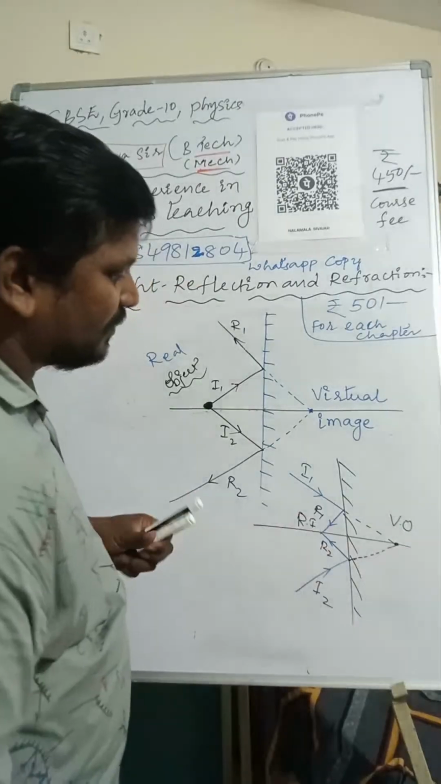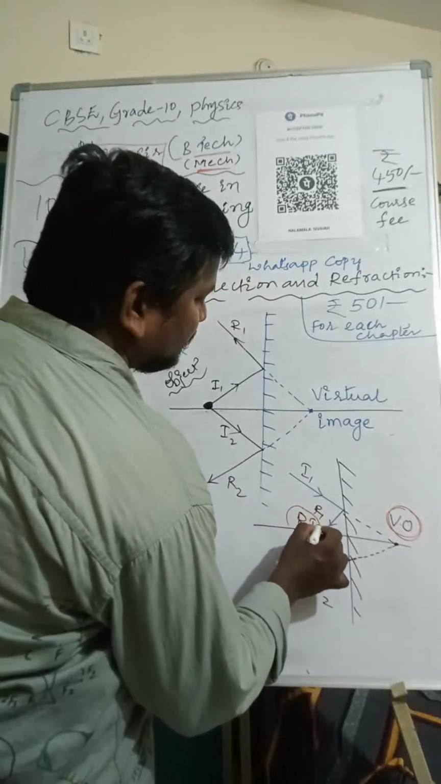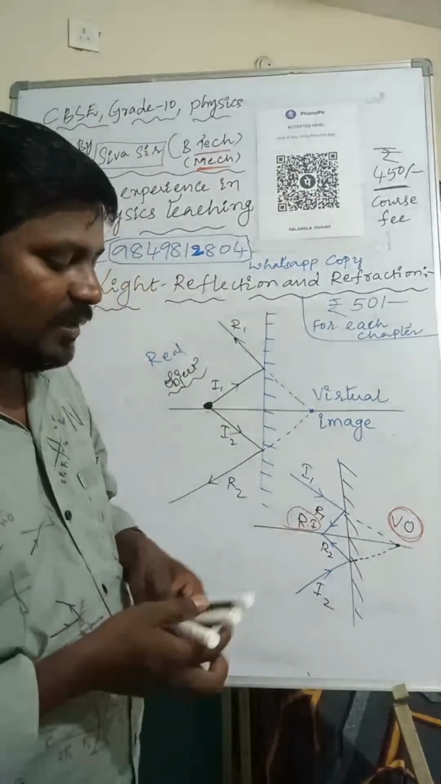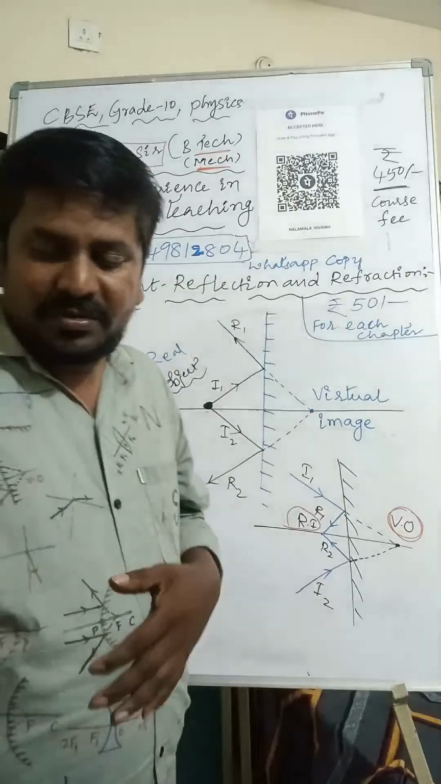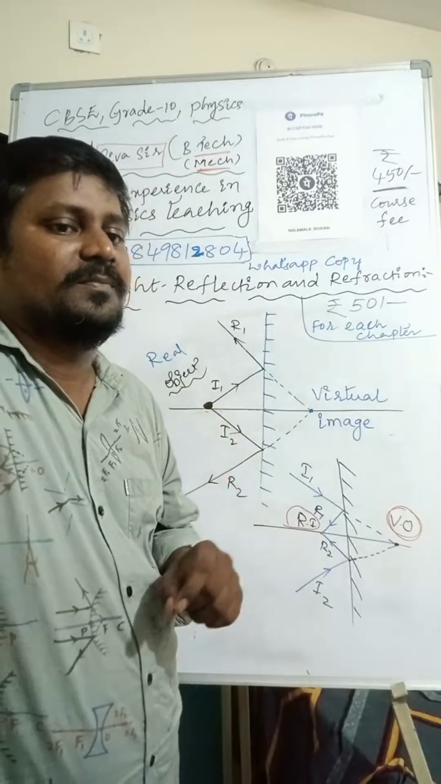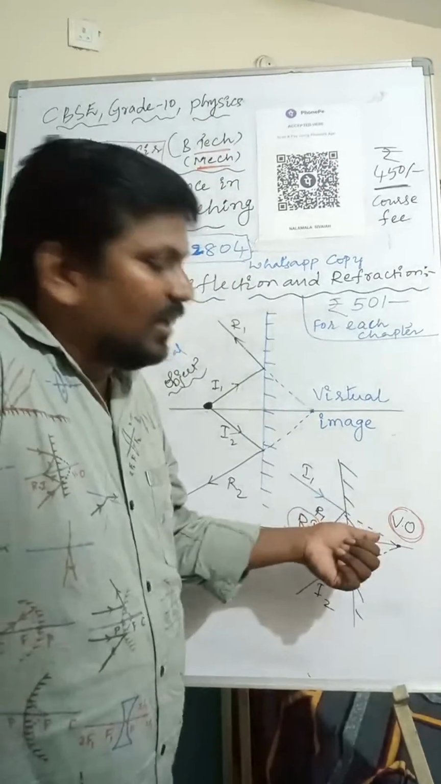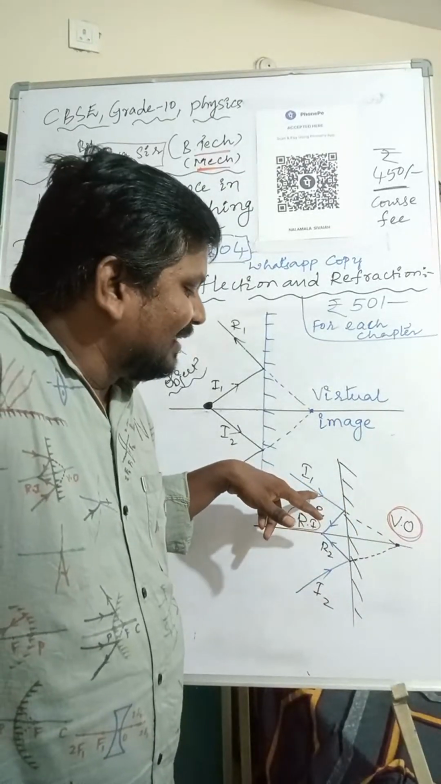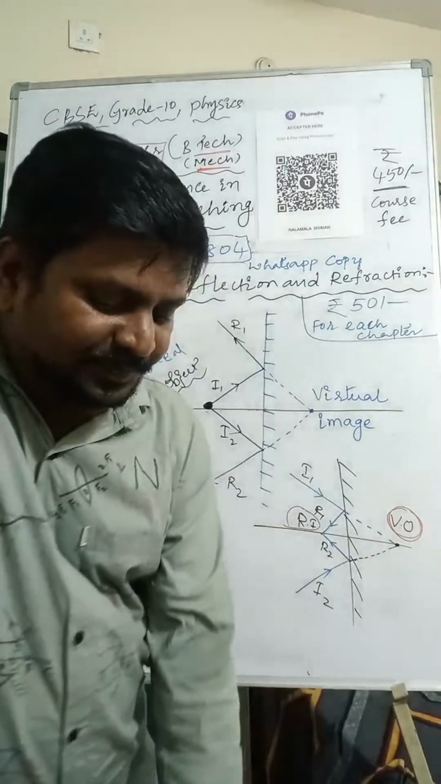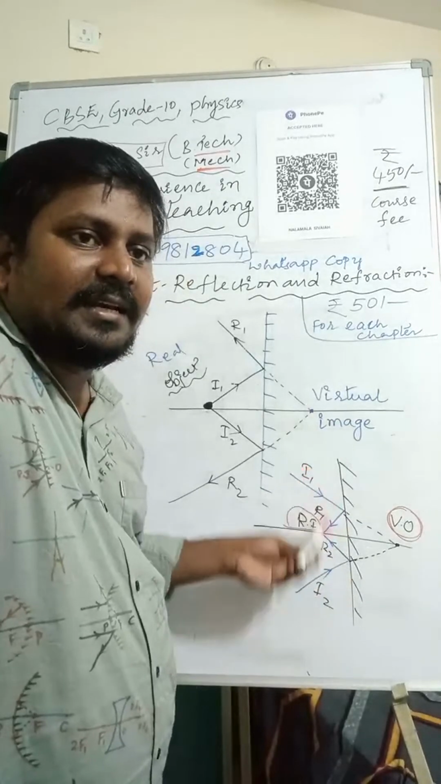Okay, so here you have to observe. This is a virtual object, and this one is a real image. Sir, what is the difference? I have one question: what is a virtual object? What is a real image? Virtual object means the point of intersection of extended incident rays. So these incident rays are extended incident rays.